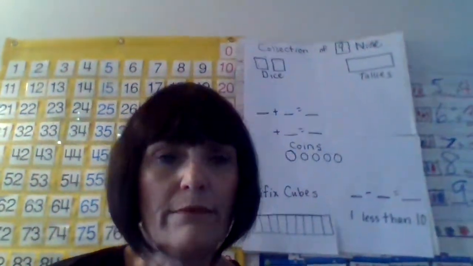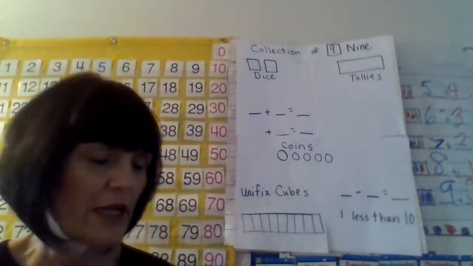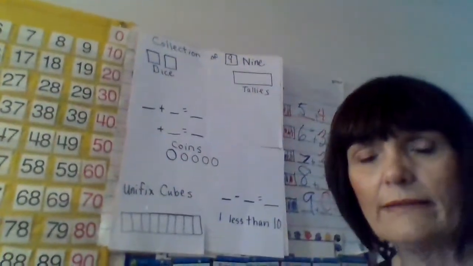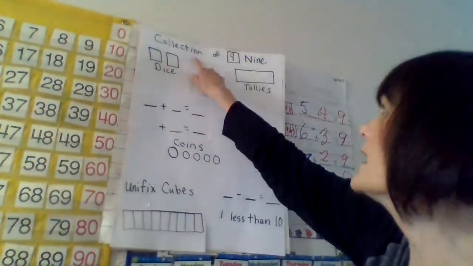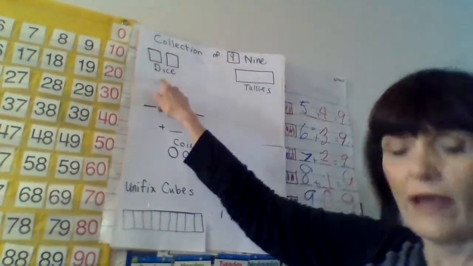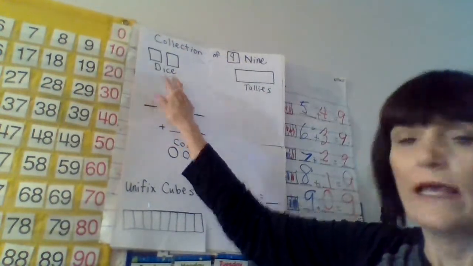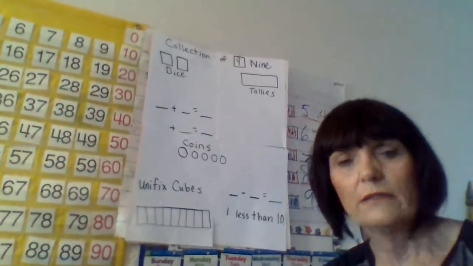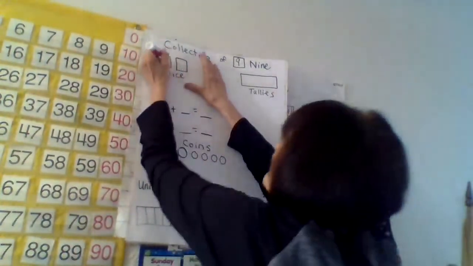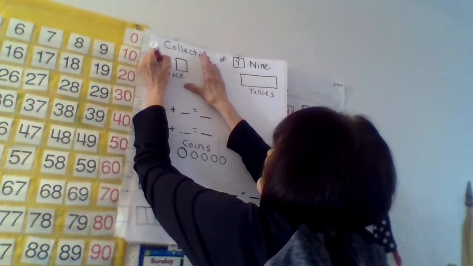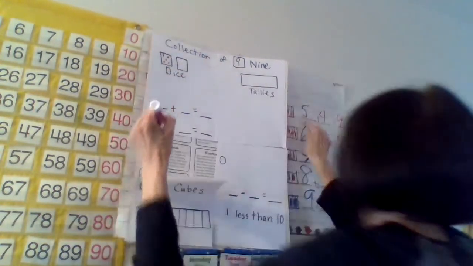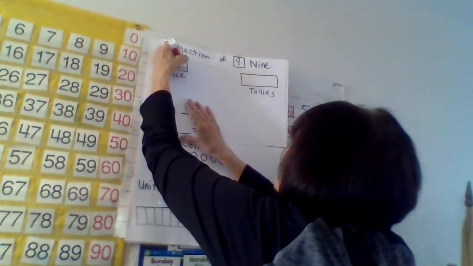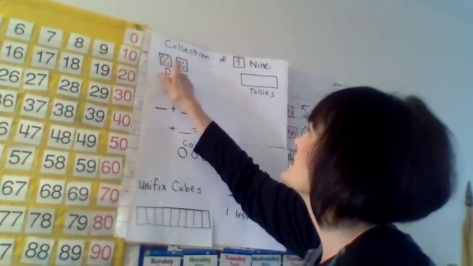All right, I want to make a representation chart for number nine. Here we go. I'm making a collection of nine things for things that equal nine. All right, let's look at this right now. Collection of nines. Well, if I have two dice, and I draw dots on those dice to equal nine, let's see, I could put five on one, so I could go ahead and put four on the other one. One, two, three, four. One, two, three, four, five, six, seven, eight, nine.